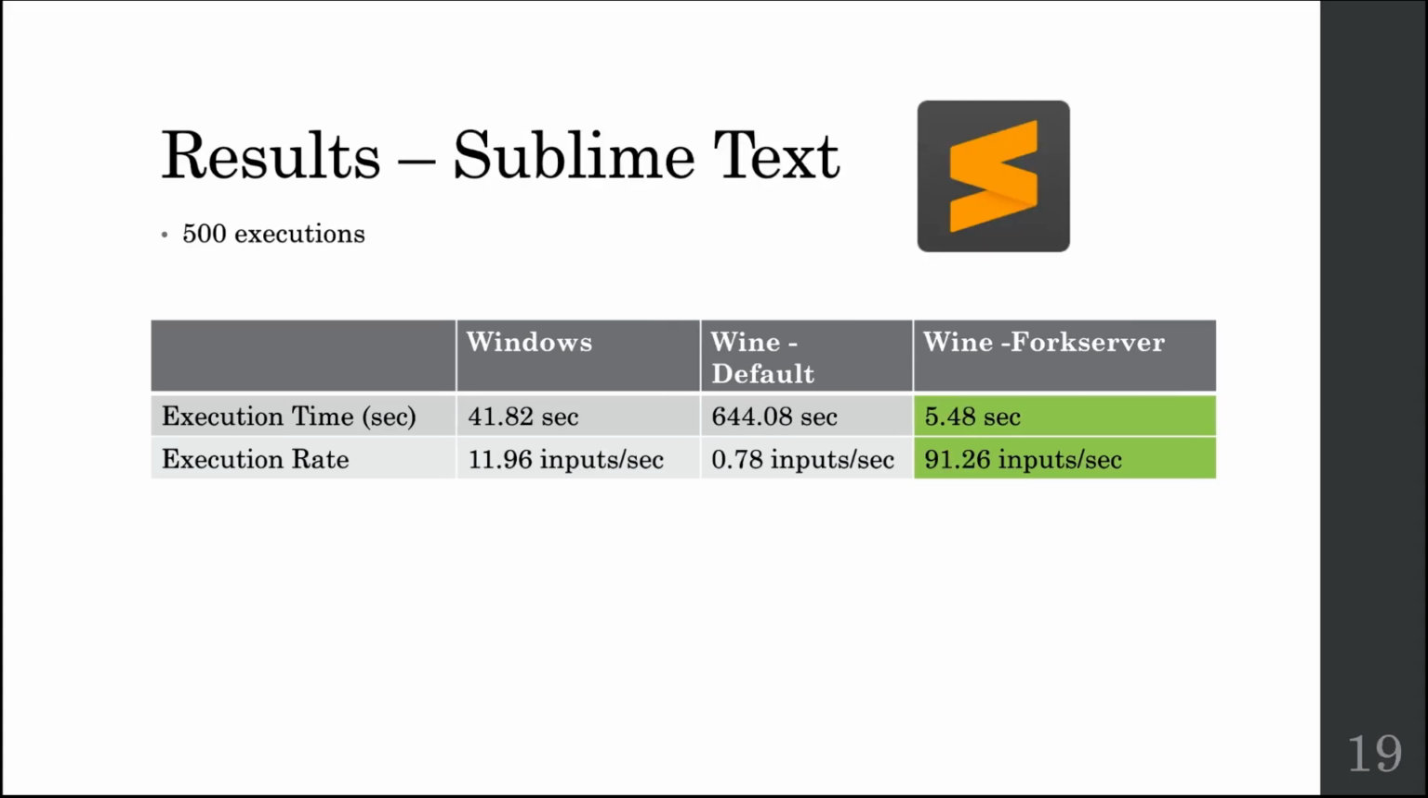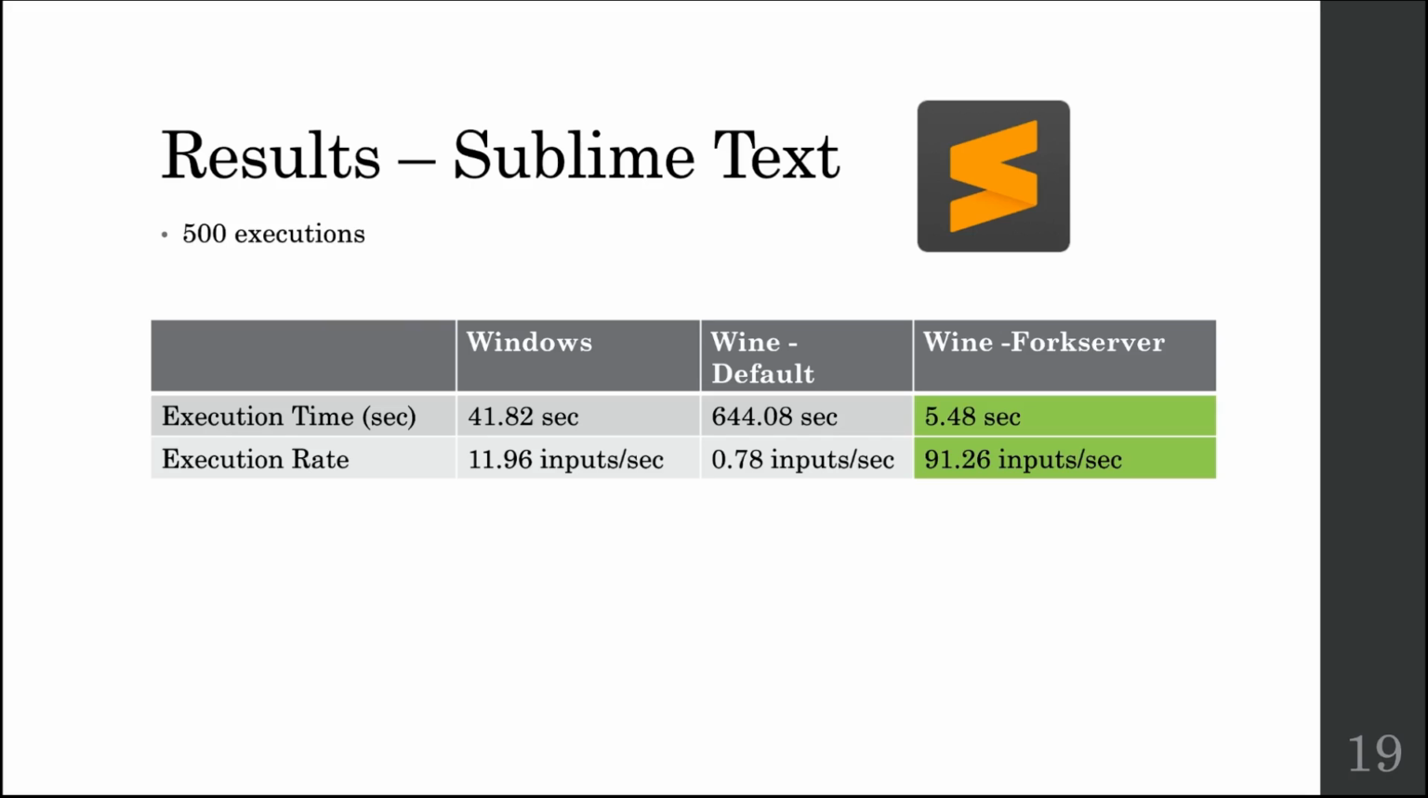Next, we tested Sublime Text. This was the fastest one on Windows, completing 500 iterations in only 41.82 seconds, giving us an input rate of 11.96 inputs per second. Sublime is another editor that has all the open files in tabs on a single window, likely contributing to the faster iterations on Windows, like Notepad++.